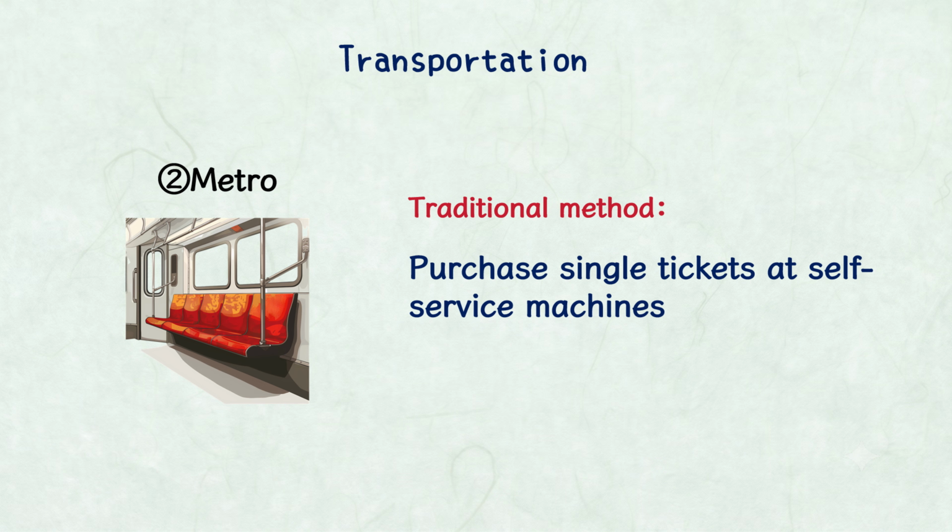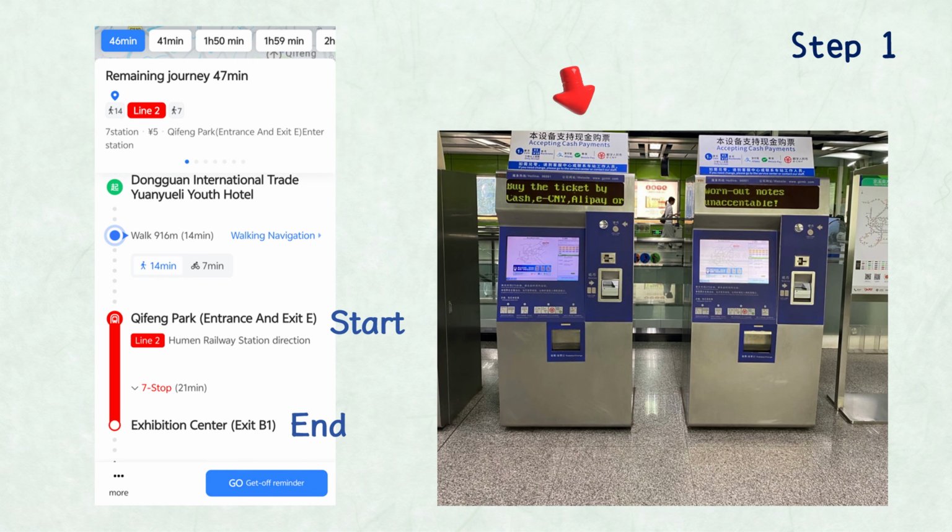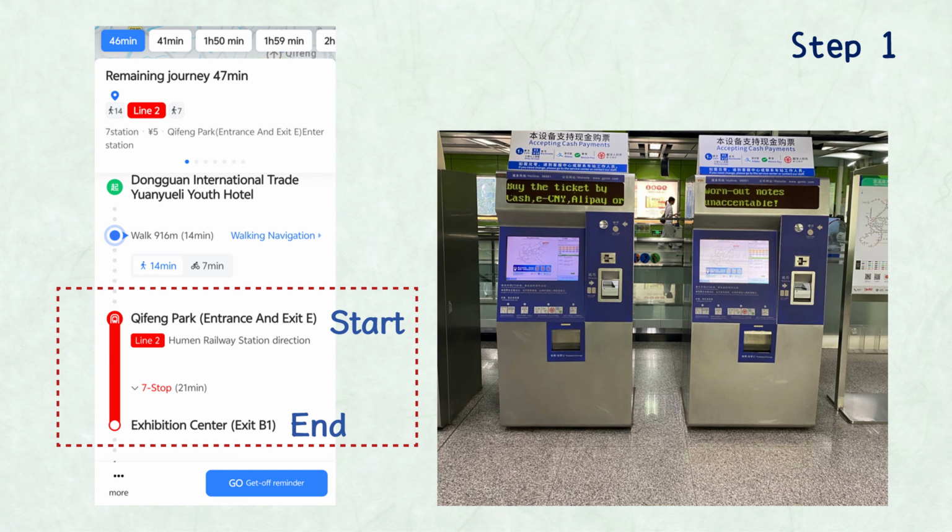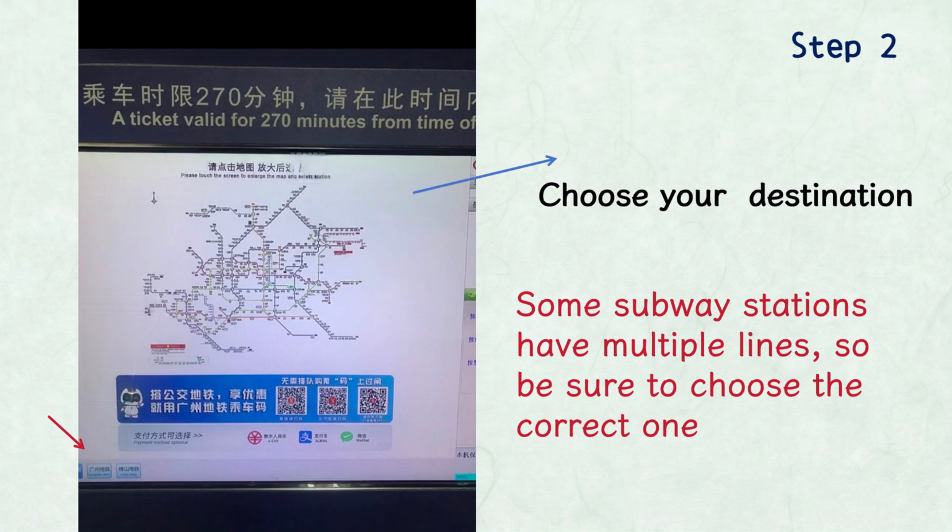Next, let's talk about the metro. The traditional way is to buy tickets from the self-service machines inside the station. Locate this machine inside the metro station. You can also confirm your destination via the map. Then choose your destination on the machine.